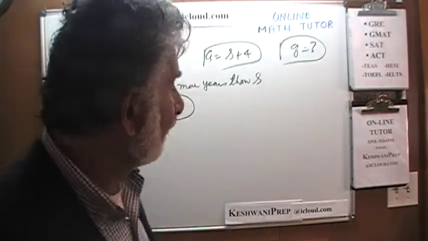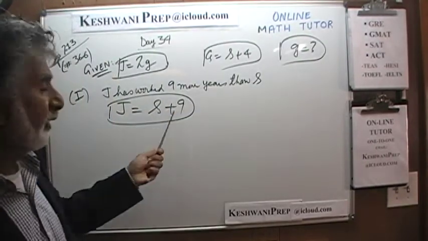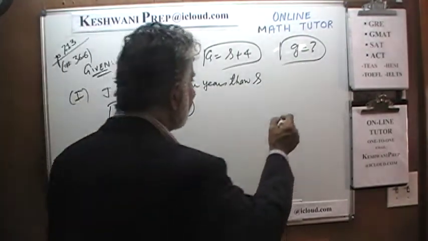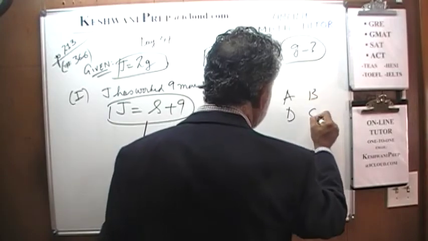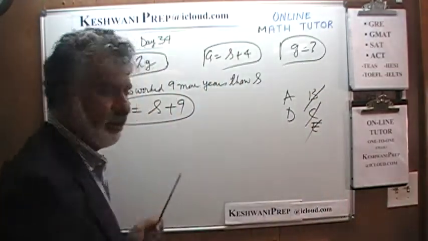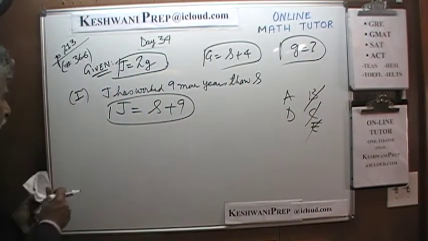The answer is yes. How do we know that? Because we have 3 independent equations and 3 unknowns. The first statement by itself is quite enough. A, D, B, C, E. We don't have to do anything else. Let's look at the second statement.